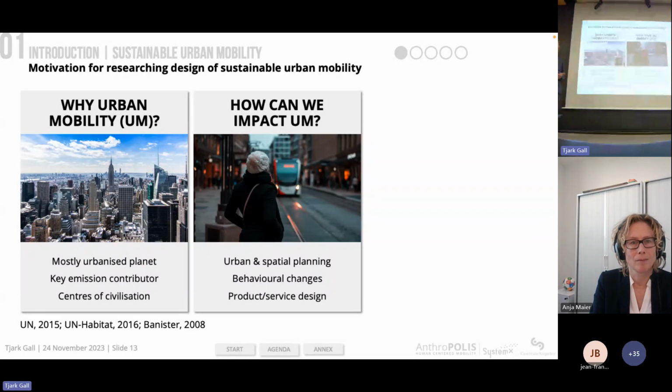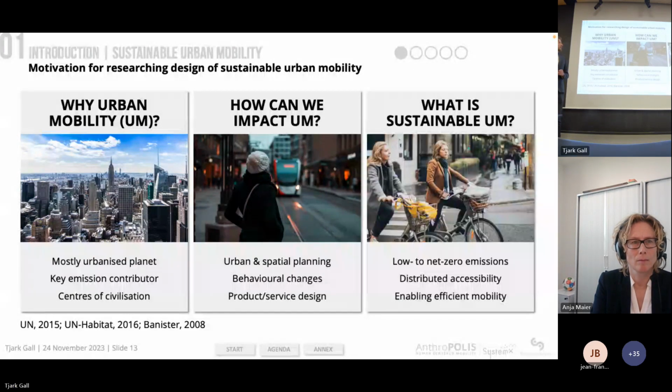At the same time, the question is, how can we define it? We can define it from many different disciplines. 3 major ones are urban spatial planning, behavioral changes, and product service design. Behavioral changes could be, for example, a nudge from a metro organization which tries to make people use 2 metros together instead of changing to a car or whatever. And finally, the objective behind is sustainable urban mobility. This is defined on the environmental side as low to net zero emissions, but also on the social side as having a distributed accessibility.